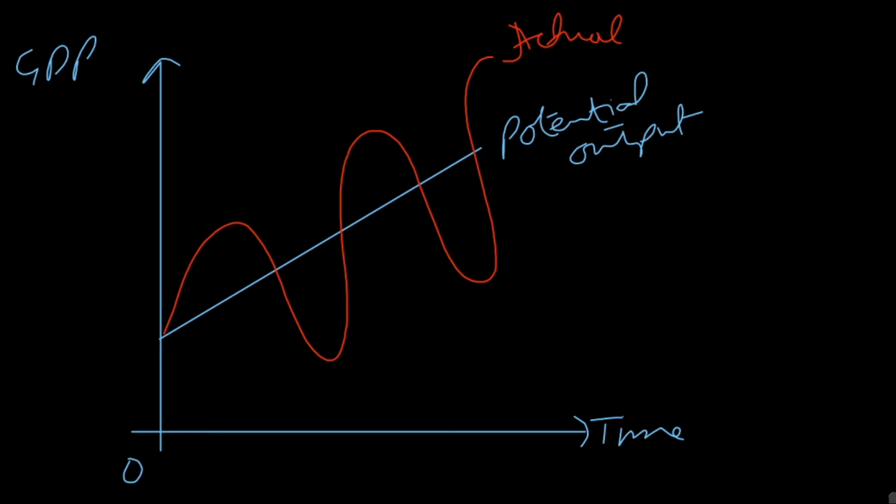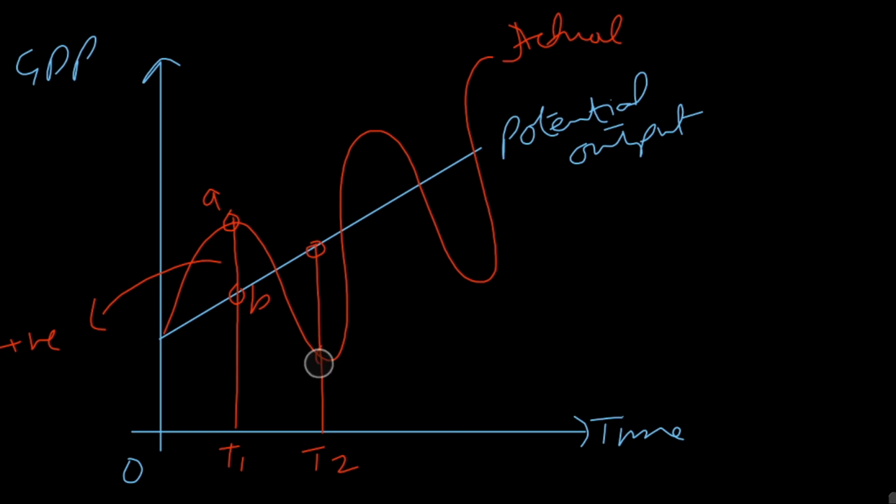So actual output is sometimes higher than the potential output. If you see at this time period T1, let's say, actual output is above the potential output. So this gap AB is positive output gap, and in this time period when time is T2, for example, potential output is greater than actual output. So the gap CD shows negative output gap.